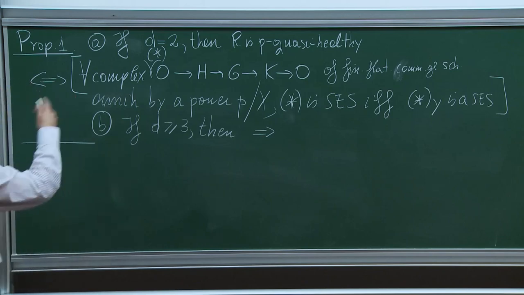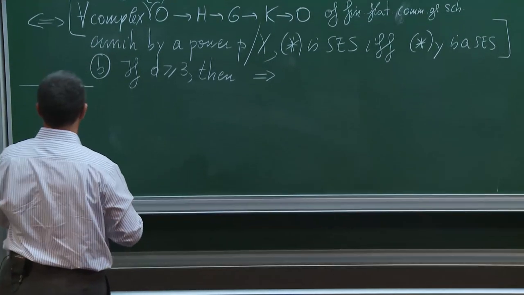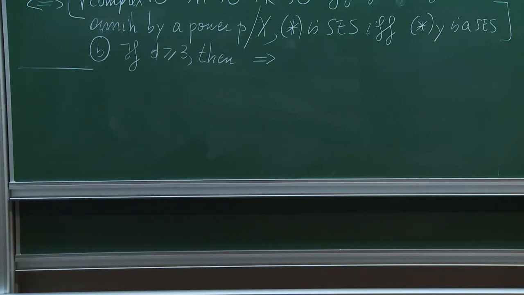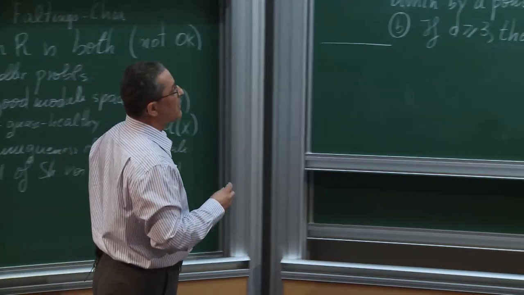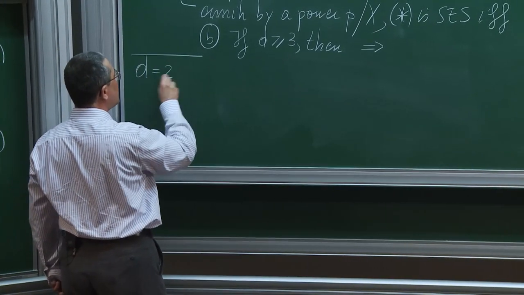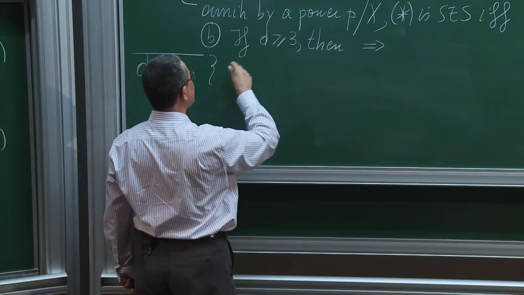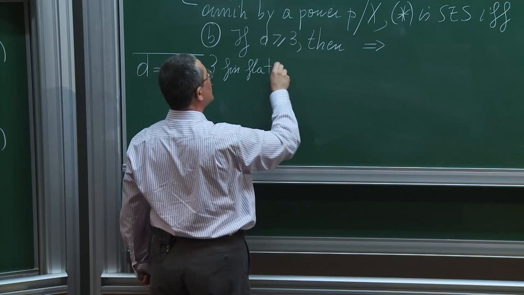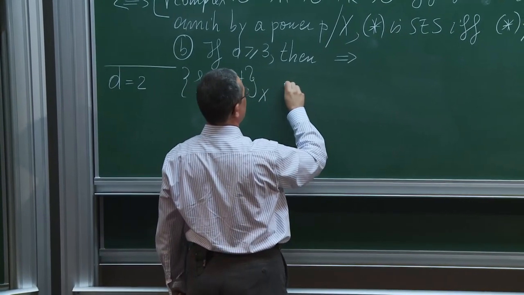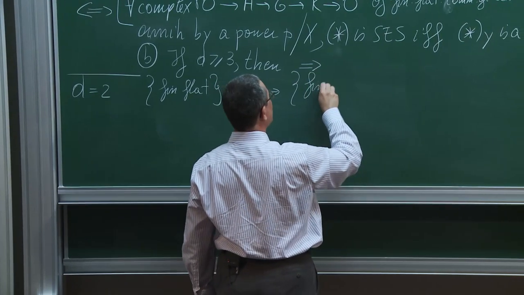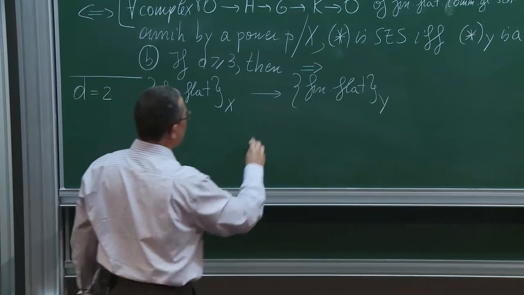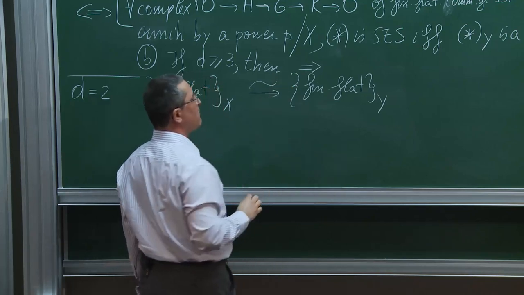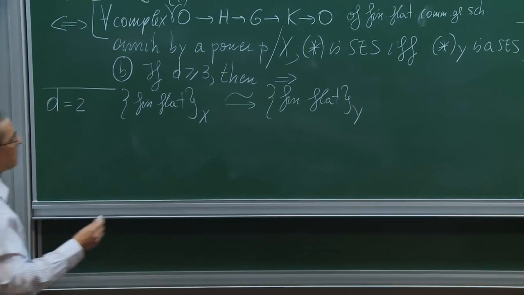So what is behind the case d equal to 2? One question? Yes. Is there an implication between the two notions of p-healthy and p-quasi-healthy? That would be proposition 2. Okay. Yes, thank you. So you see, when d equal to 2, if you have the category of these finite flat group schemes, I'm going to make it short, over X, we can restrict it to Y, so we have a natural restriction functor. This is very well known, that it is going to be an equivalence of categories.